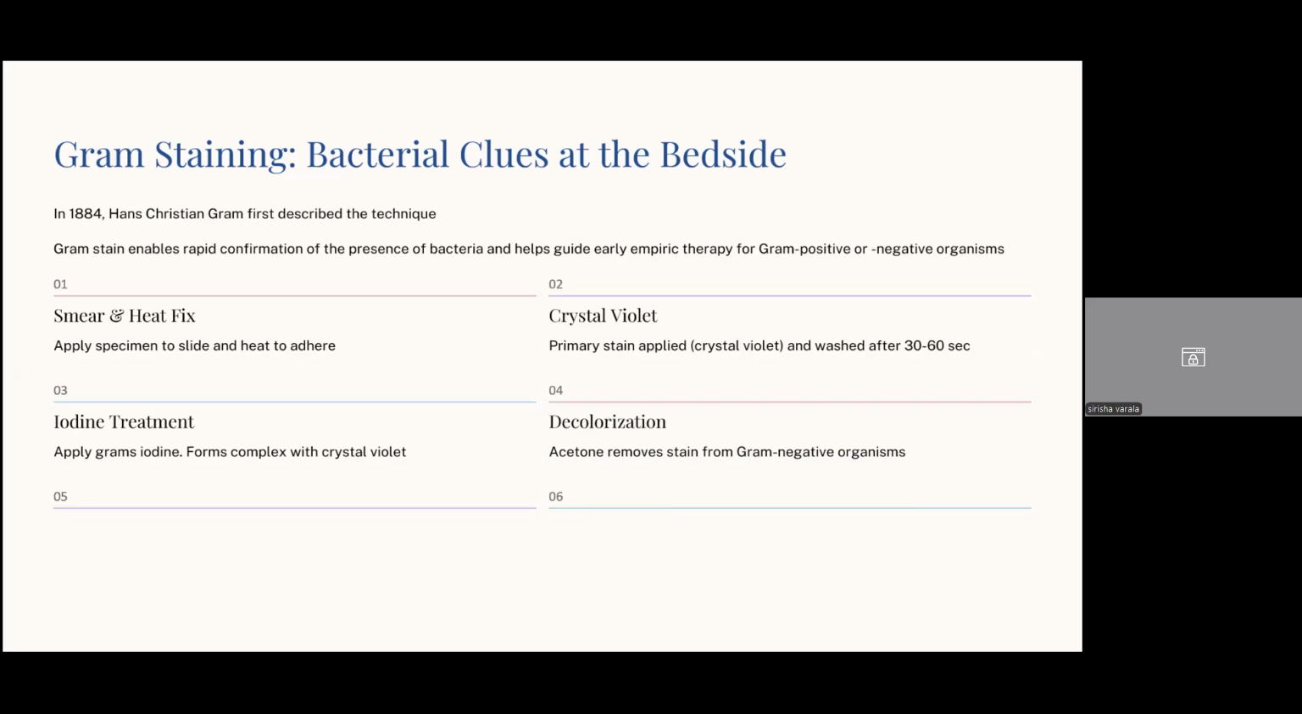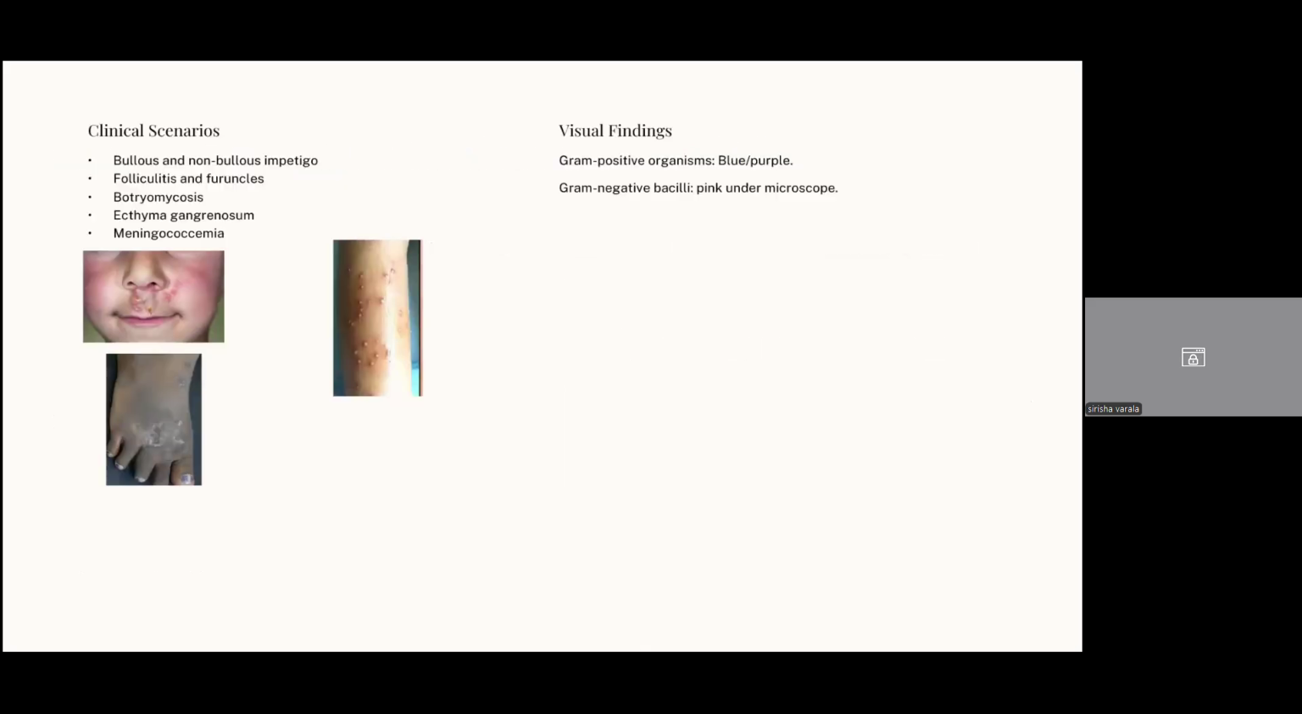Then we decolorize it with acetone. That will remove the stain from gram negative organisms. So the crystal violet is taken up only by gram positive organisms. Gram negative organisms are not going to take it up. Now we give a counter stain with carbol fuchsin, which will stain the gram negative organisms pink, and we look under the microscope. So blue or purple organisms are gram positive and pink colored organisms are gram negative.